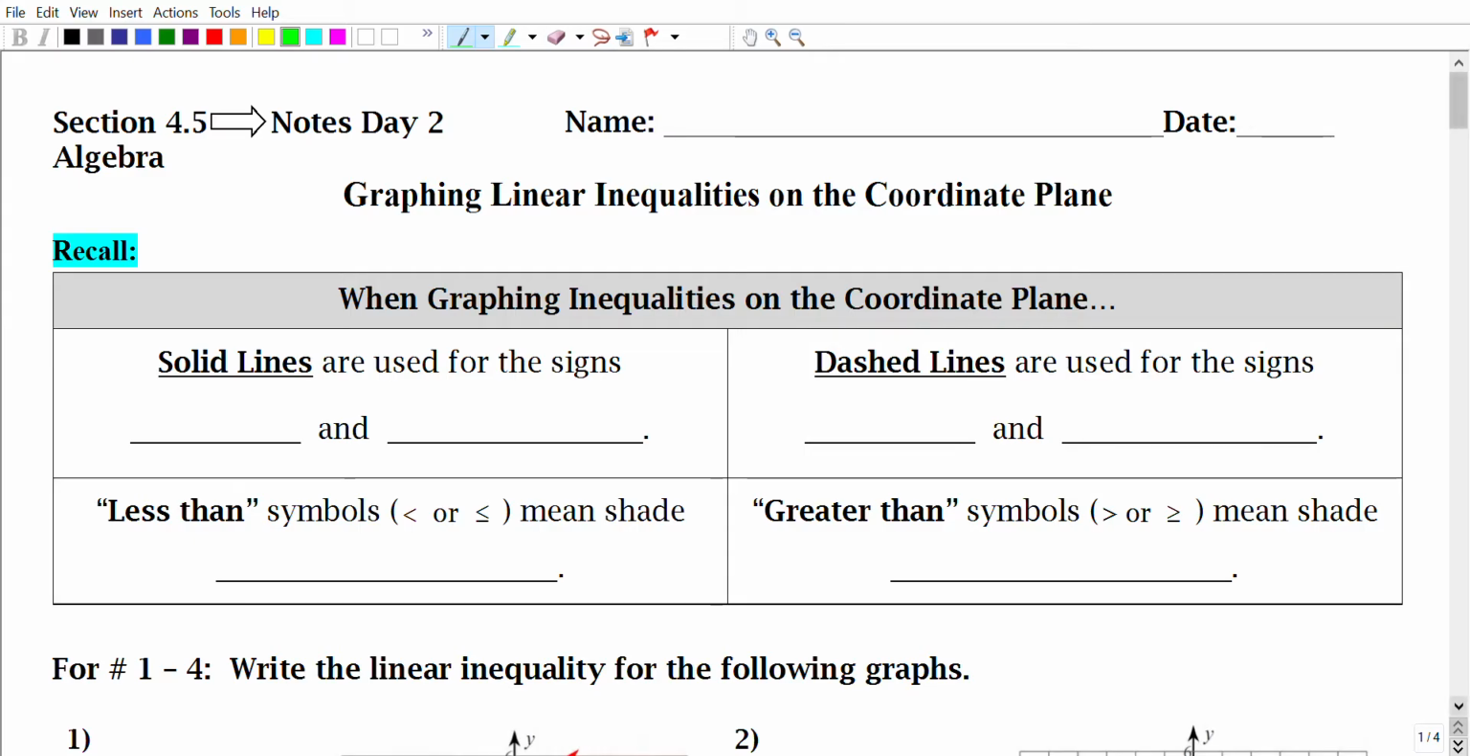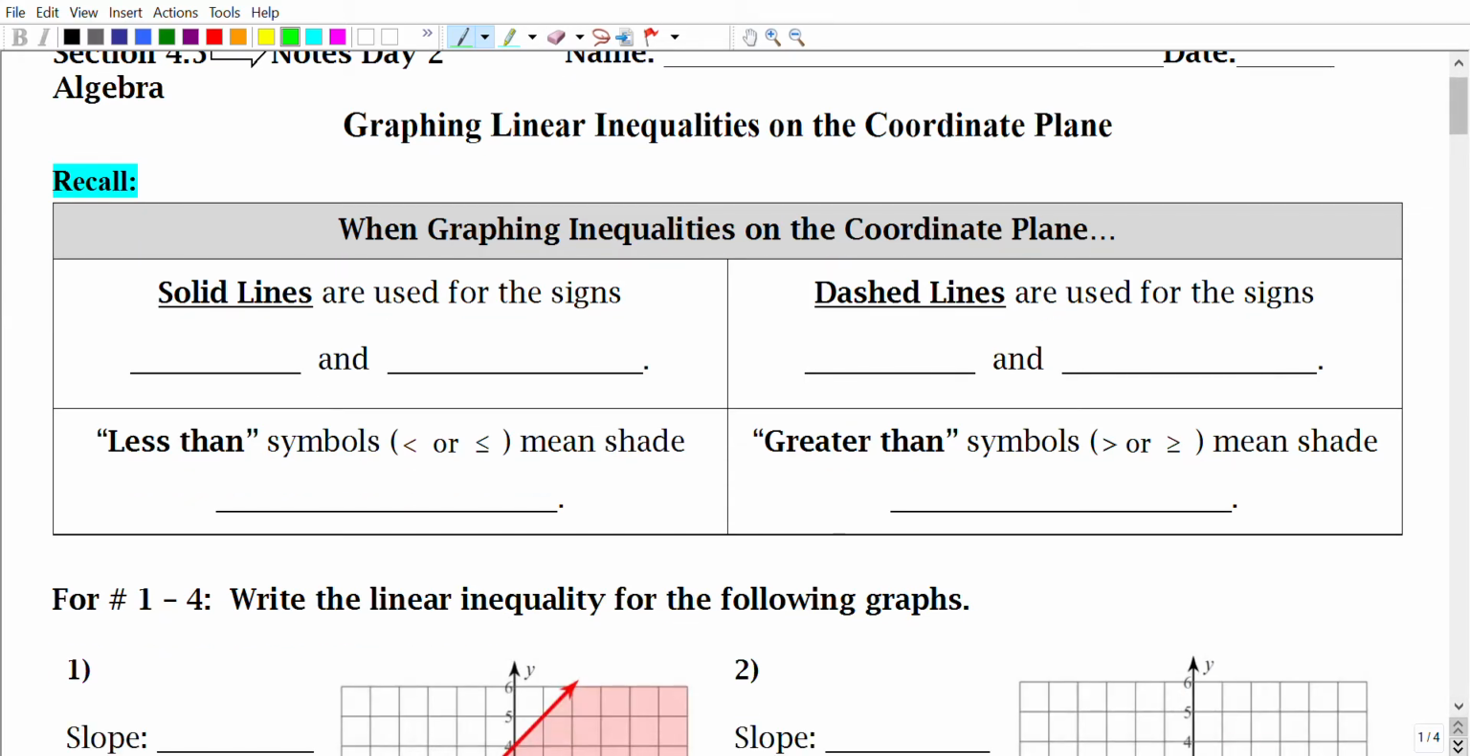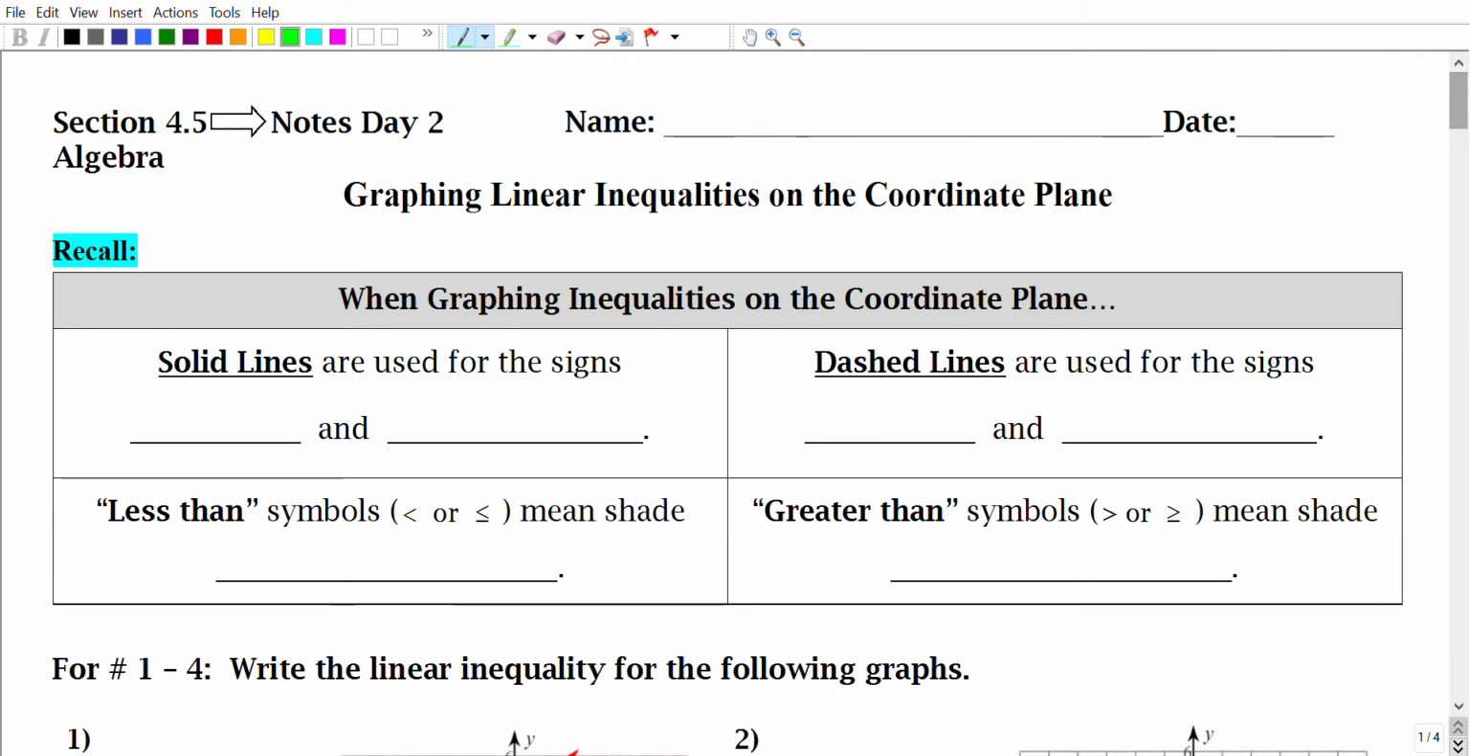We're going to go ahead and take a look at the last part of section 4.5, which basically ends our chapter 4 unit. So, why don't we go ahead and continue talking about 4.5, which is basically today's lesson. It's just a continuation of 4.5, which is on graphing linear inequalities onto the coordinate plane.